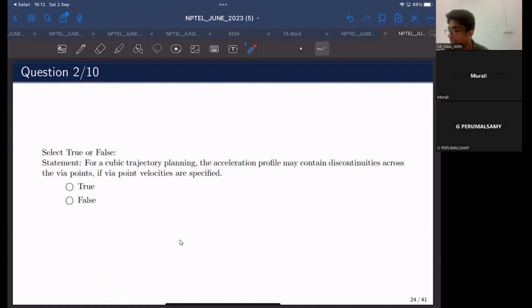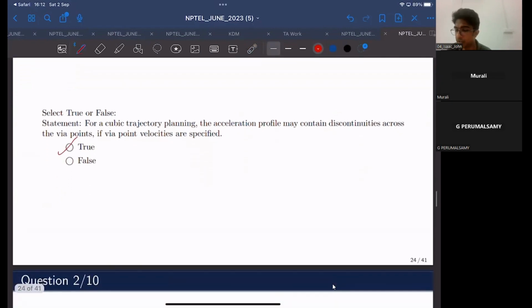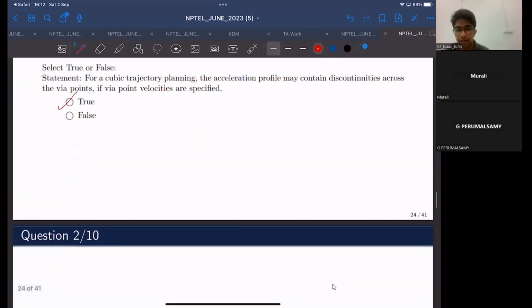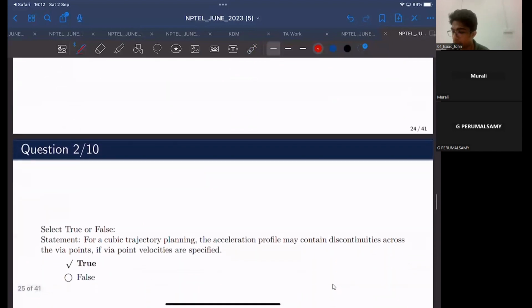It says for the cubic trajectory, if the waypoint velocities are specified, the acceleration profile may contain discontinuity. So I've got one response and it says to be true. And I agree with that. We have seen that, right? Yes, both of you have given the answer to be true. So I don't think there is any further need to clarify the answer. So that is indeed true.